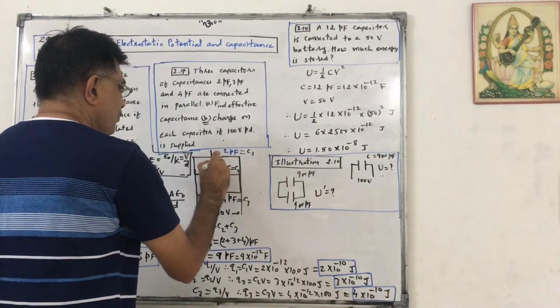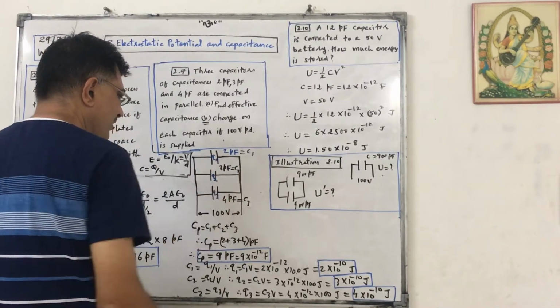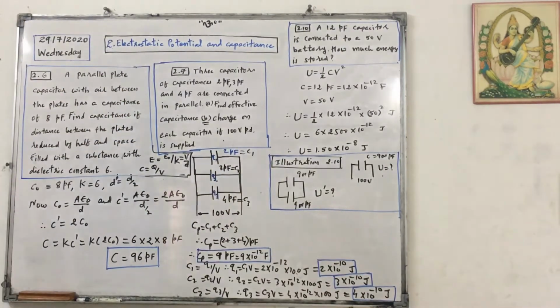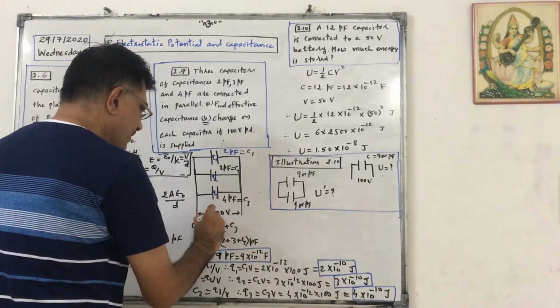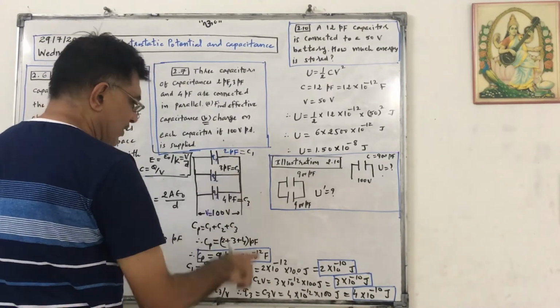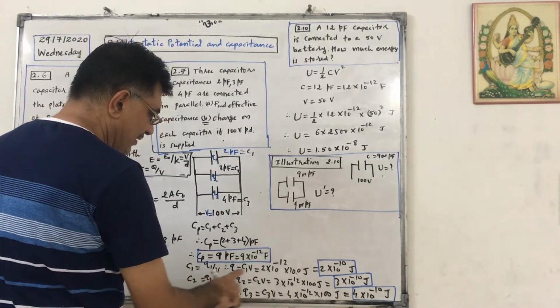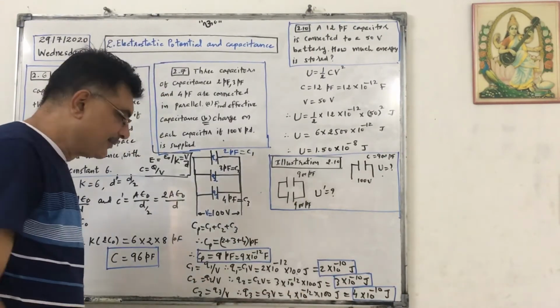Now we have to find the charge on each one. Suppose the charge on this is Q1, this is Q2 and this is Q3. So C1 will be equal to Q1 by V, this is V for us. So Q1 equals C1V. C1 is 2 picofarad, so I have to write 2 into 10 raised to minus 12, and the volt is 100, so it is 2 into 10 raised to minus 10 coulomb.